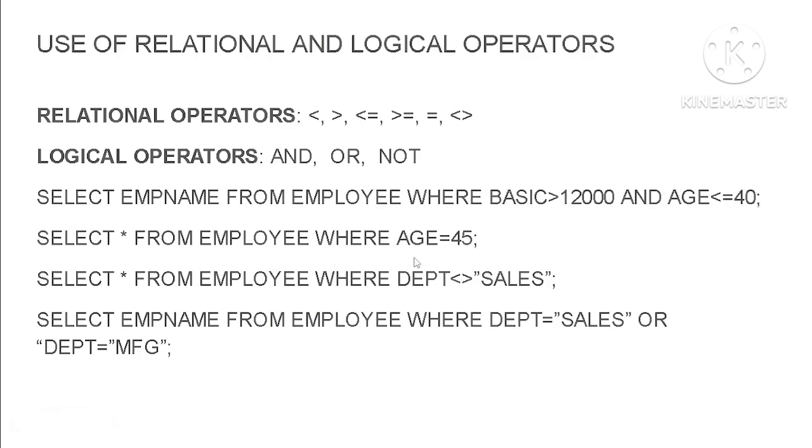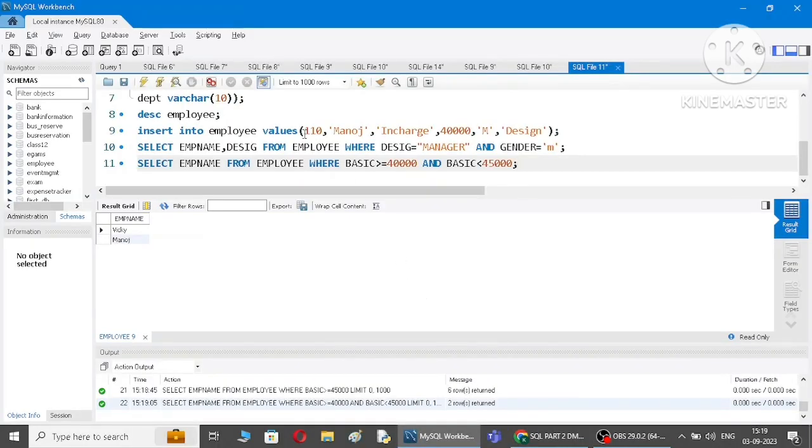Select star from employee where age equal to 45. This will fetch all the employee details whose age is entered as 45. Select star from employee where department not equal to sales. So other than sales, whatever department they belong to, their details will be fetched. Select emp name from employee where department equal to sales or department equal to manufacturing. So only those departments will be fetched.